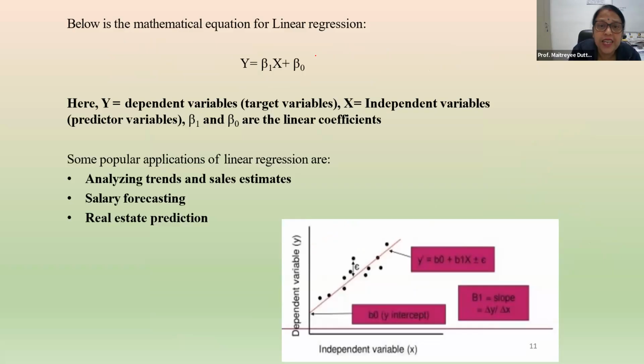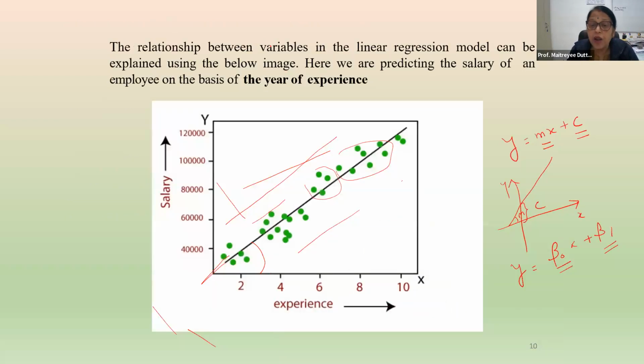So here also the mathematical equation will be y is equal to beta 1 x plus beta naught. y is the dependent variable, x is your independent variable, and beta naught and beta 1 are the coefficients. That means what should be your aim? Your aim should be to find out beta naught and beta 1 such that your line is best fitting to all the points. That is your aim to find out the model, right?